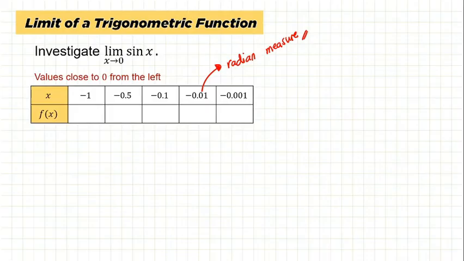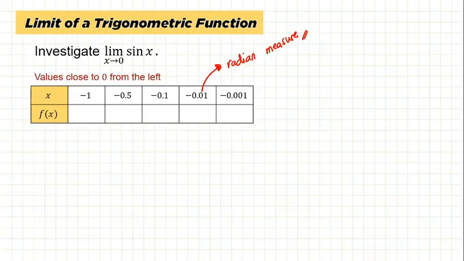So makikita nyo dyan sa calculator sa screen ninyo, the default setup is in degree measure. Makakakita kayo ng D in your calculator. So you need to change that one to R. So you can just click shift then mode and makikita nyo yung radian. Then click the number corresponding to radian.